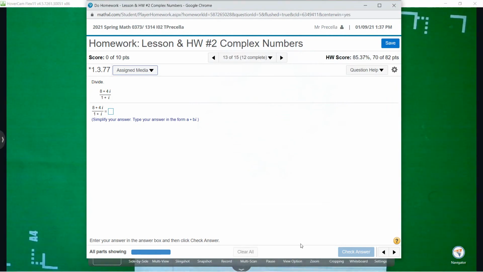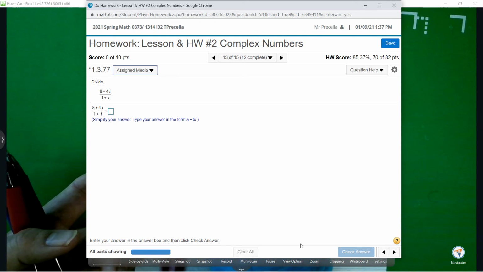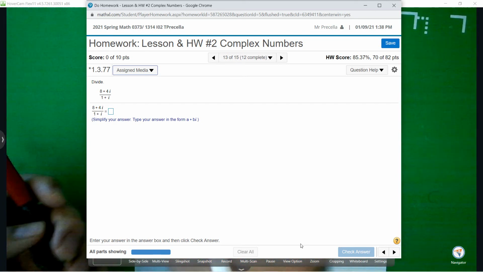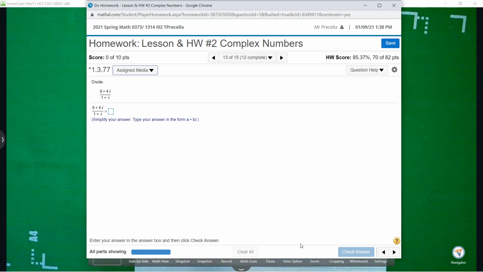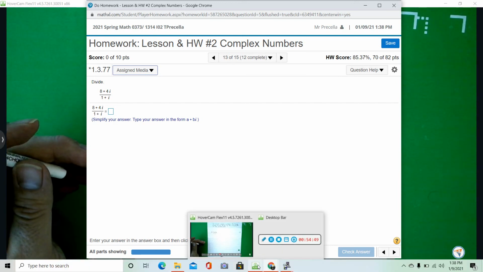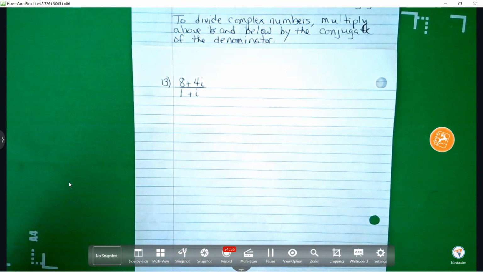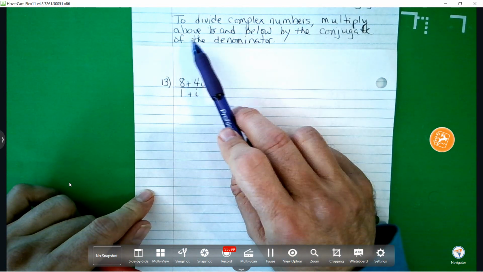Eight plus 4i divided by 1 plus i. This is division of complex numbers. Well, in order to divide these, we're going to multiply above and below by the conjugate of the denominator.